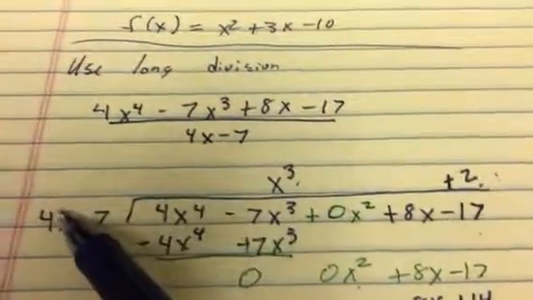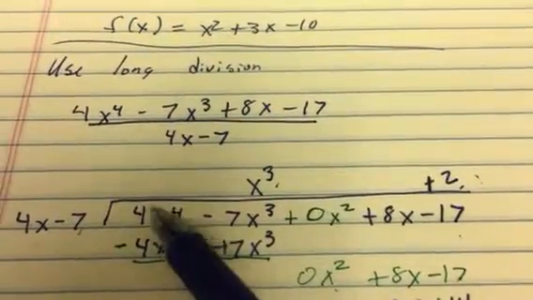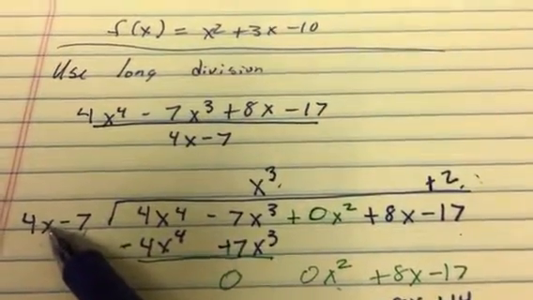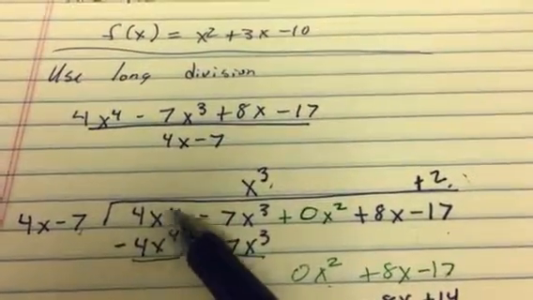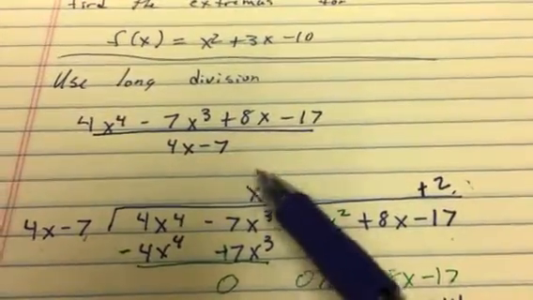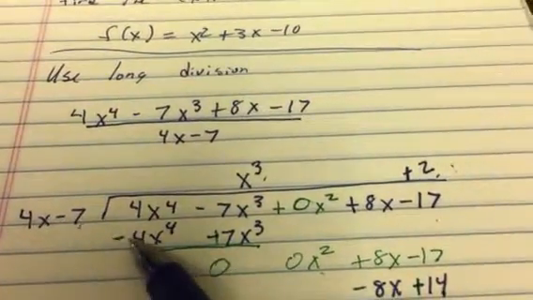Now what you're going to do is you're going to look at this 4x and think, what do I multiply it by to get a 4x to the fourth? I already had the 4, I just need to adjust the x. So I need an x to the third. I'm going to line this up. Notice my x to the thirds. I'm going to multiply my x to the third times each of these values and write it down here.